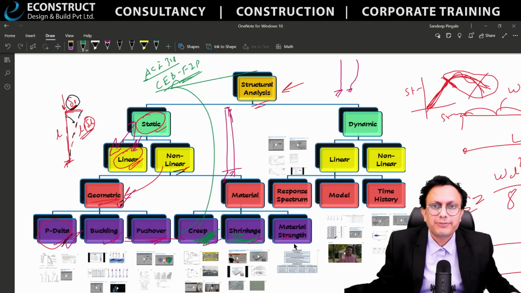Compressive strength is definitely needed. 3 days cube testing, 7 days cube testing, we do it every day, every concreting. 3 days, 7 days, 14 days, 28 days. Compressive strength: is it really getting that amount of strength? Compressive strength is actually the material non-linear analysis. Alright, so we have studied static analysis. Now similarly, what is dynamic analysis? What is the difference between static and dynamic analysis?